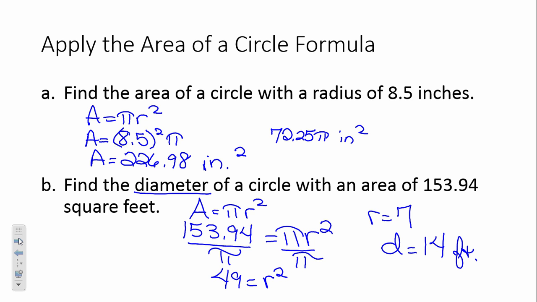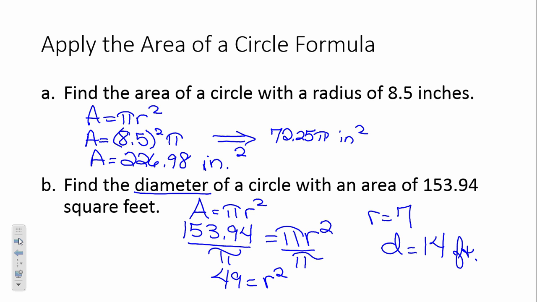The 72.25 is just 8.5 squared. Okay? So this is the equivalent of that. And then when I multiplied that with pi, I ended up with my final answer. So if they ask for an exact value, they want this. If they ask for it to 2 decimal places, they want this. Okay? All I did was take 8.5 times 8.5 to get the 72.25, and it still had to be multiplied by pi. Okay? Other questions you have on this slide?